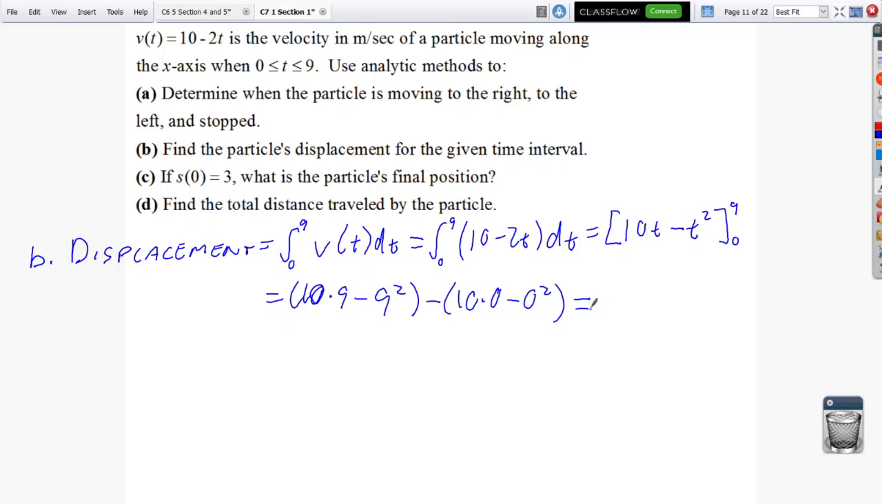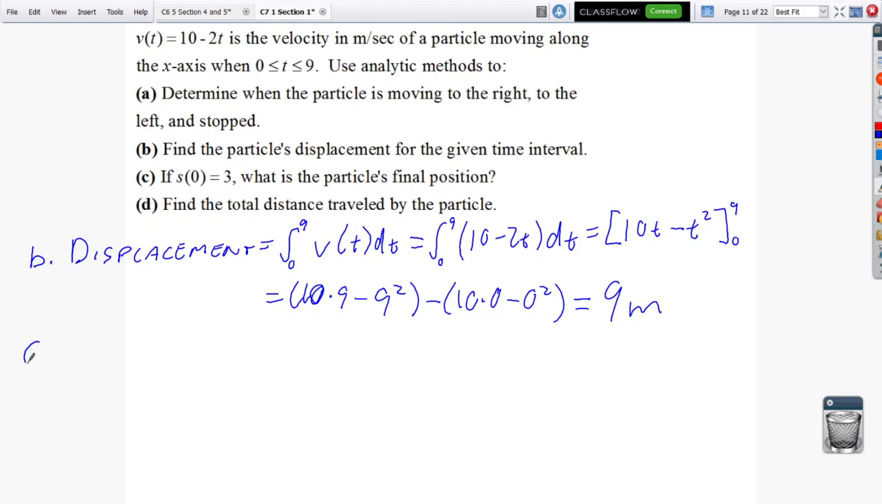10 times 9, 90, 9 squared, 81, 90 minus 81. It looks like this particle has been displaced by, again, 90 minus 81, 9, and we see the units as meters. So the displacement of this particle is 9 meters. So it is 9 meters in the positive direction from its initial position. The direction it's talking about is right versus left, so it is 9 meters to the right of the particle's initial position.